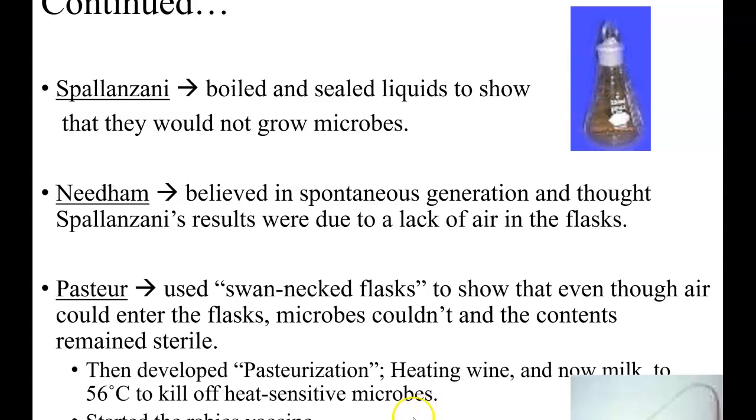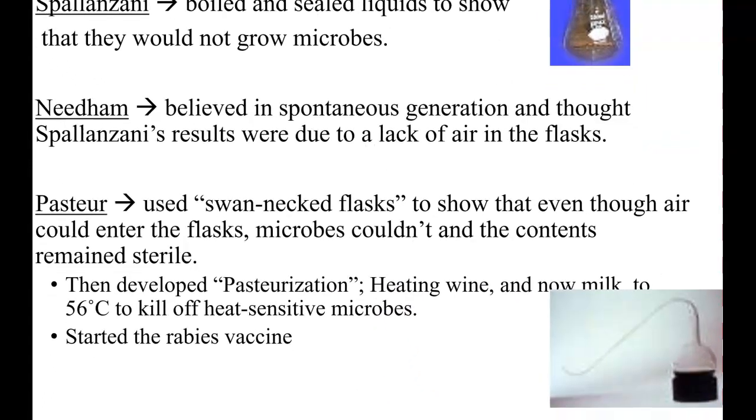So Pasteur, and let me move my little screen down here so that we can actually see Pasteur's setup. Louis Pasteur, and we'll talk a little bit more about him, used these swan-necked flasks. He said, okay, let's boil the liquids, but let's add this little glass tubing so the air can actually get in there. Because the microbes ended up getting stuck in that curve of the glass, no microbes actually grew. So he was also trying to disprove spontaneous generation.